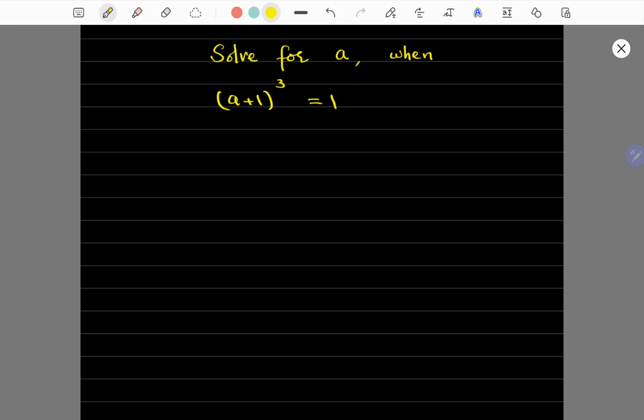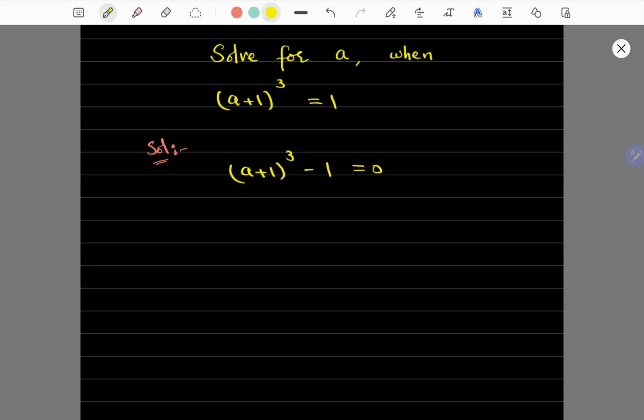Solve for a where (a + 1)^3 is equal to 1. So let us move toward the solution of this problem. We take this 1 on the right side to the left and it will become (a + 1)^3 - 1, that is equal to 0.